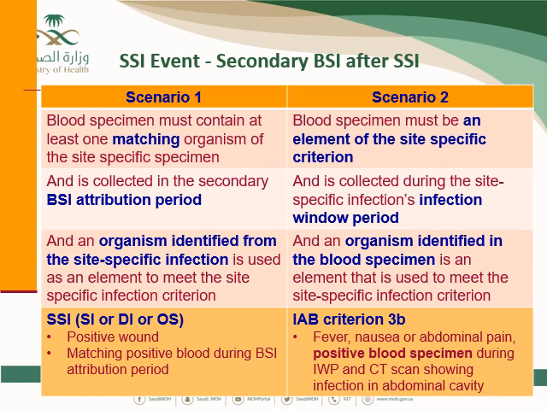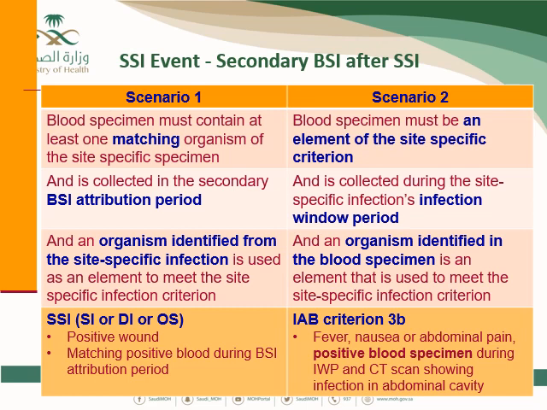As we discussed before, in the CLABSI, the secondary BSI happens in two scenarios. The first scenario, when you have blood specimen collected during the BSI attribution period, and there is bacteria matching the bacteria obtained from the primary site, which is the classic secondary BSI. In the second scenario, you have the blood collected during the window, and the blood itself is one of the elements used to meet the criteria, and not necessarily do you have a matching organism from the primary site, because sometimes there is no organism from the primary site, as the primary site is diagnosed clinically.